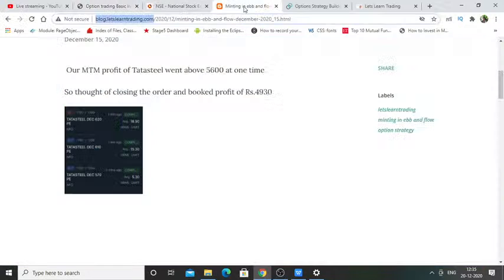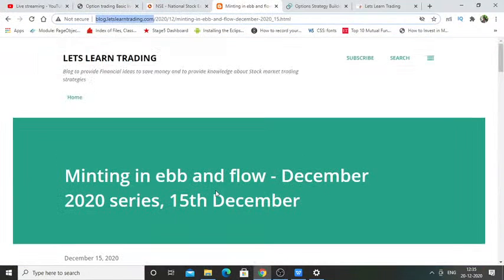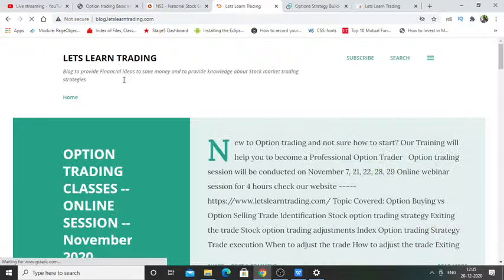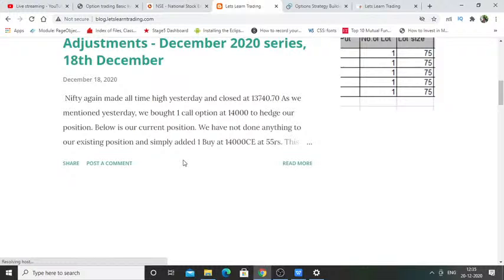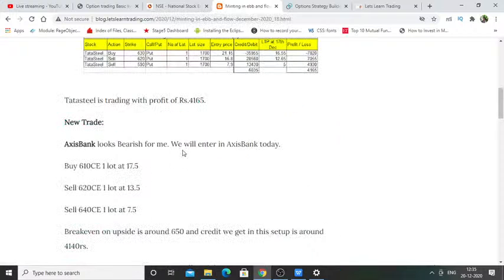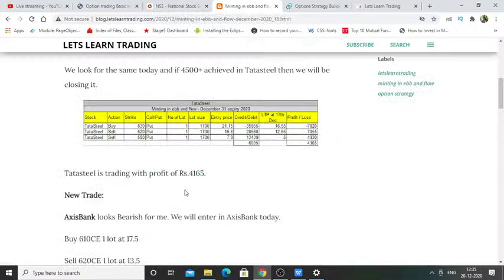Here you can see that till now, with a capital of around 4.5 lakh, the returns achieved in this particular strategy are around 34,000. So you can go through these blogs for your learning purpose.